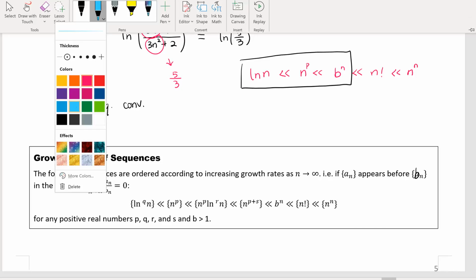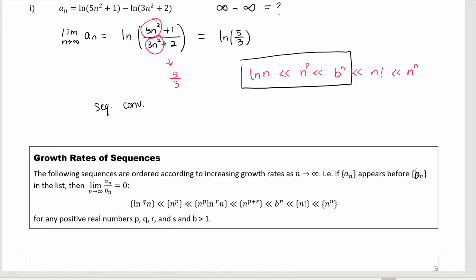Now let's talk about why this part is true. Let b be 3 and n be 10. The first one becomes 3 to the 10. The second one is 10 factorial. And the last one is 10 to the 10. Remember, n goes to infinity, so you can think of n as a really big number, it could be so big.